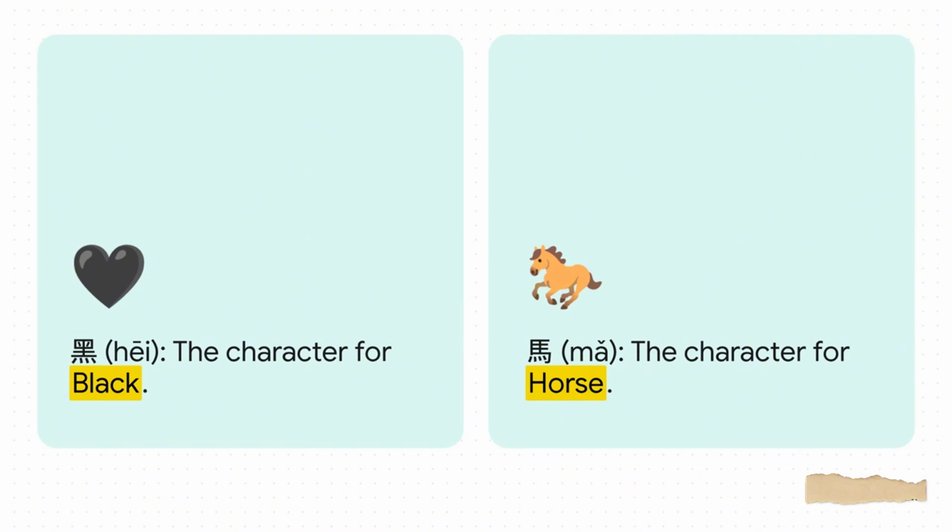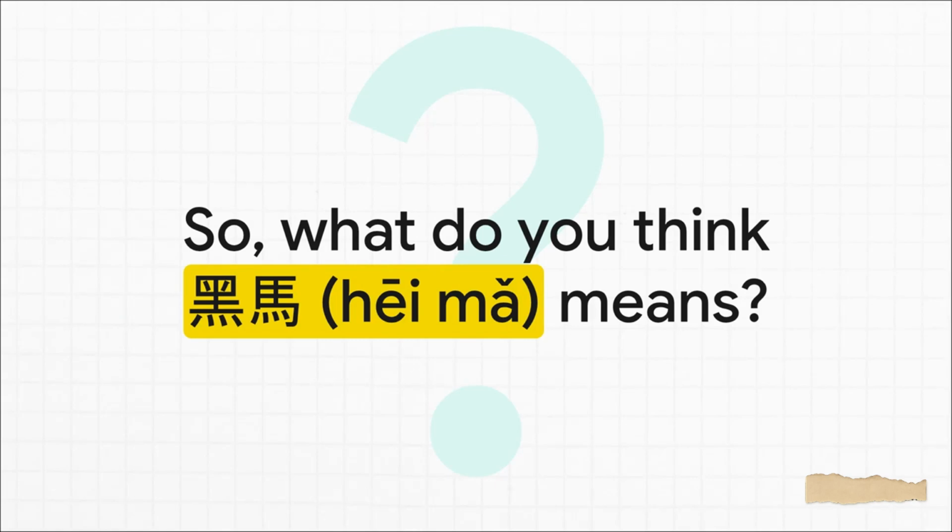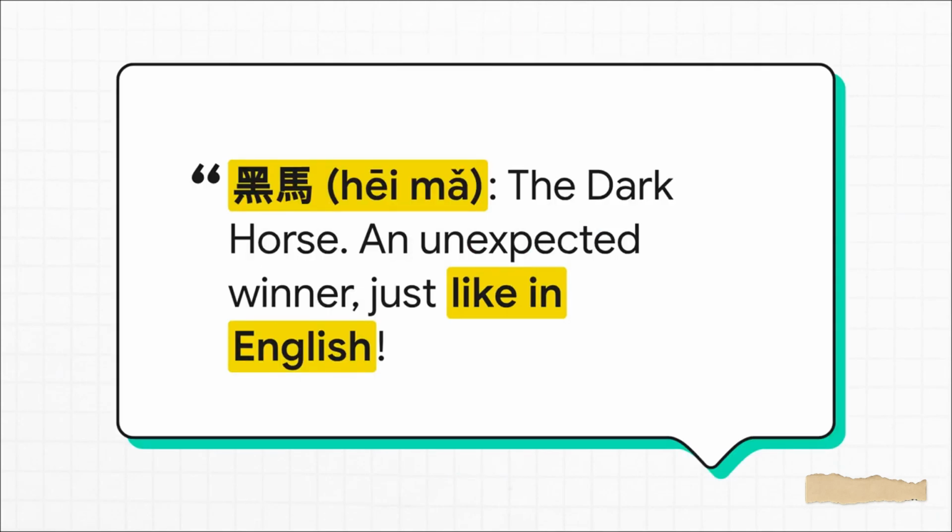Okay, time to circle back to our puzzle. Here we have hē, our character for black. And right next to it is mǎ, which, you might have guessed, means horse. So, based on what we just saw with the white horse, what's your guess for what black horse, or hēmǎ, means? Take a second. If you guessed dark horse, you are absolutely right. It means an underdog, an unexpected winner who comes out of nowhere. The exact same idiom we have in English. How wild is that?